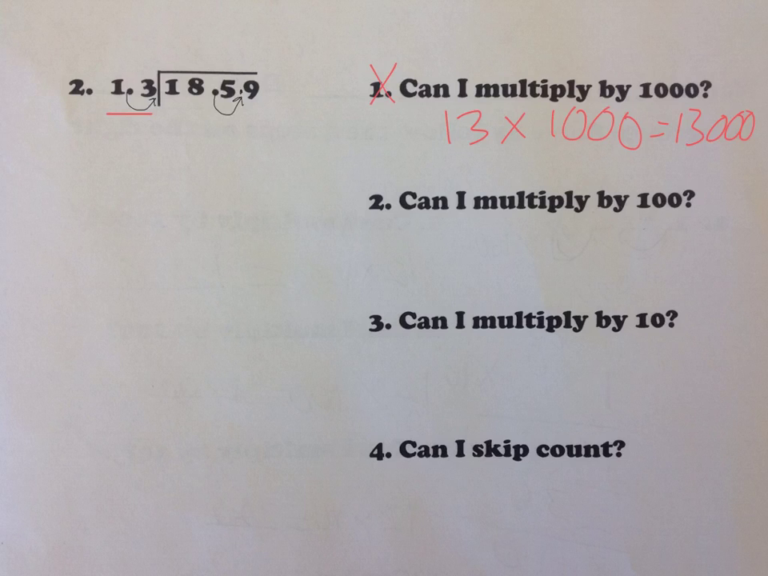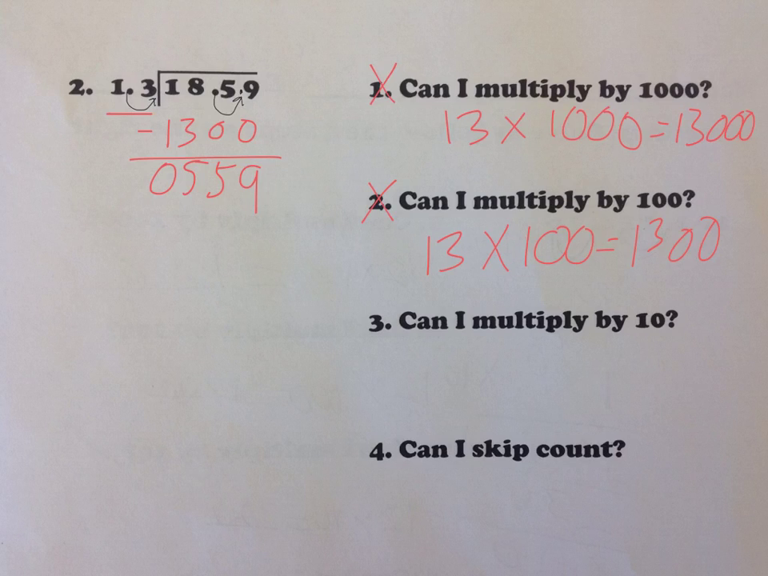So we move to our second step. Can I multiply by 100? If I do 13 times 100, I get 1,300, and I have enough hundreds to give out. In this problem, I have 18 hundreds, so I can give 13 hundreds away, and I'm going to subtract them out as I'm giving them away. So 9 minus 0 is 9, 5 minus 0 is 5, 8 minus 0 is 8, and 1 minus 1 is 0. Now I'm left with 559 that I can still give away. But I can't give out another 1,300 out of my 559, so I can't use that step anymore.